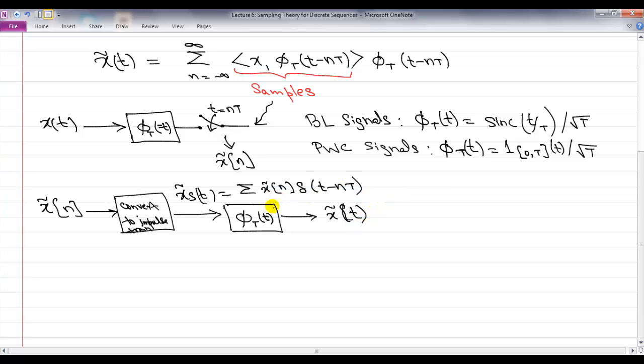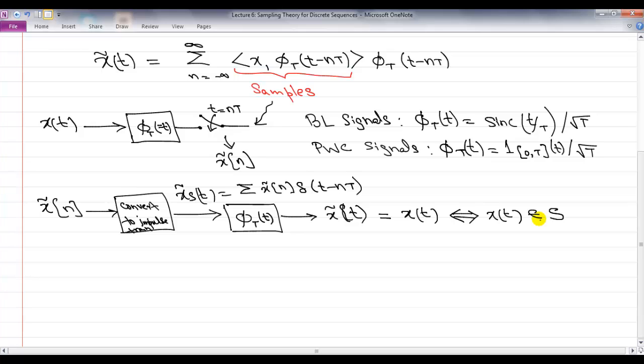So once again, this phi of t in the band limited case will be simply a sinc. For piecewise constant, it will be this indicator function. And the basic sampling theorem will be that this x tilde of t will be equal to x of t if and only if x of t belongs to the subspace. For example, if you were sampling a band limited signal, then you will get back that same signal. If you are sampling a signal which was not band limited, then you will get back an approximation to that band limited signal.